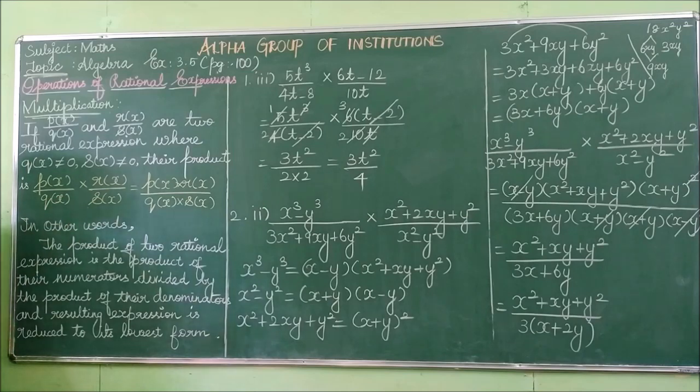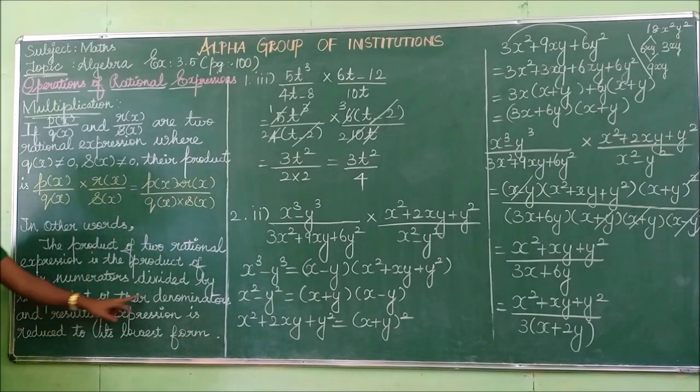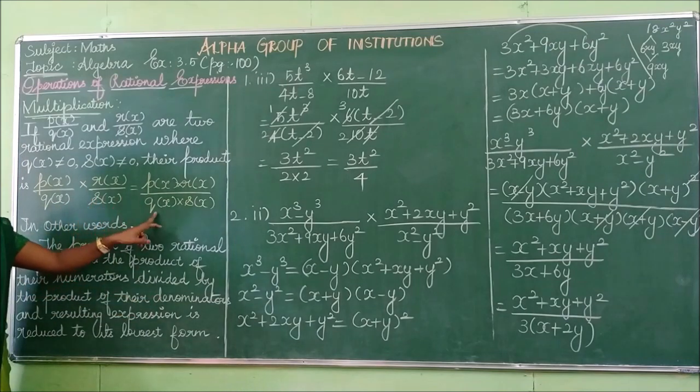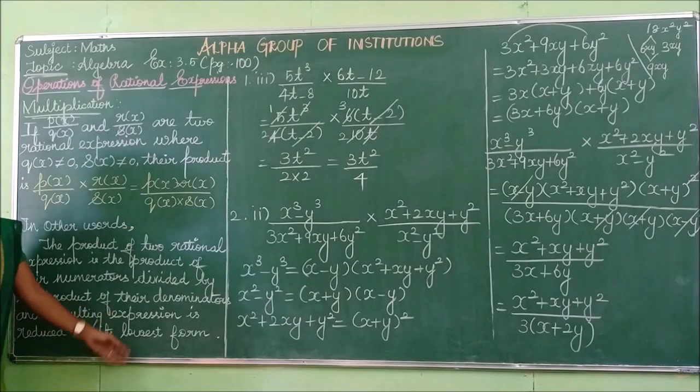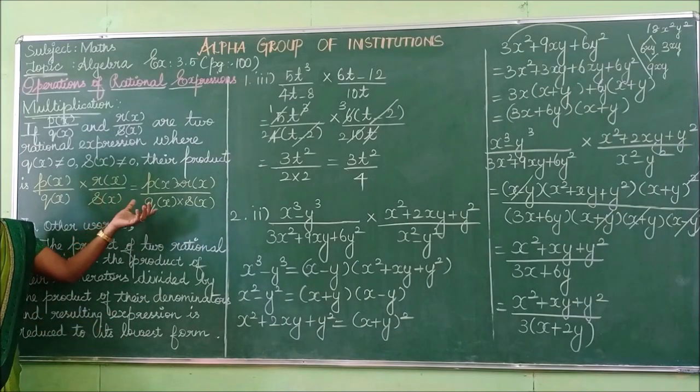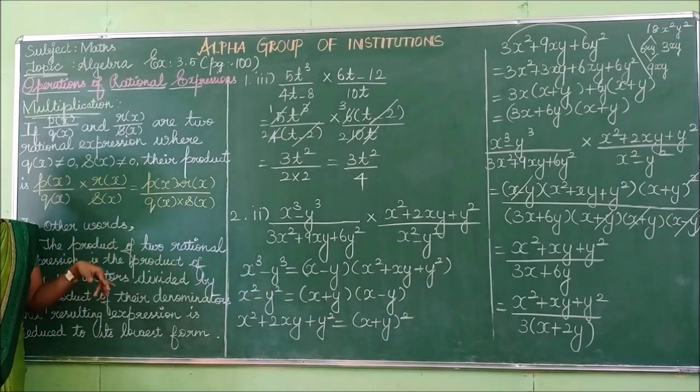So in other words, how can we say this expression? The product of 2 rational expressions is the product of their numerators divided by the product of their denominators. And the resulting expression is reduced to its lowest form. Finally, after multiplying we get some answer. That answer must be reduced to the lowest form.